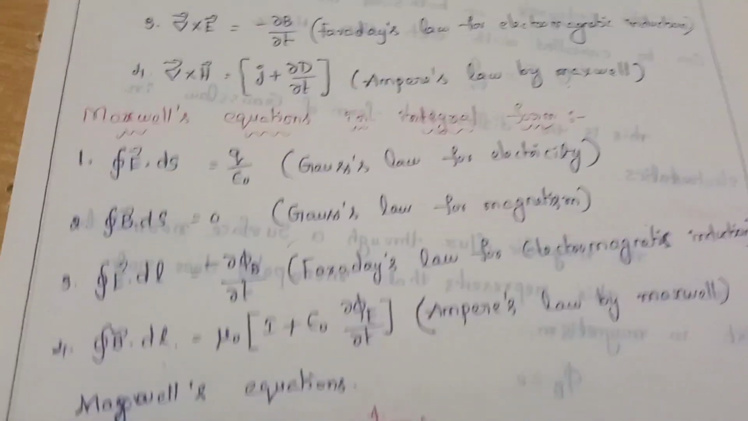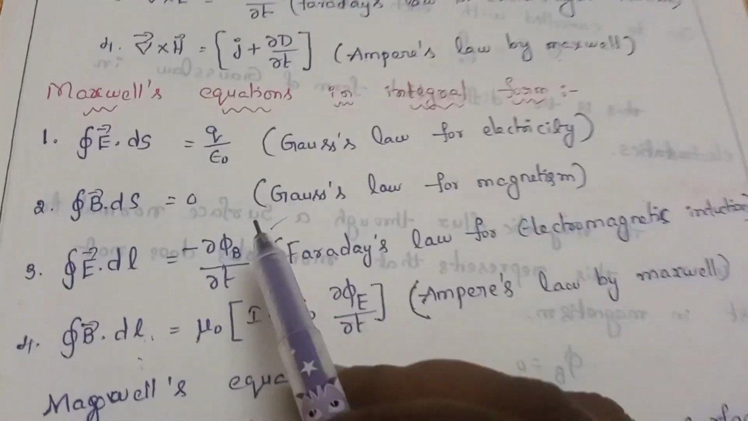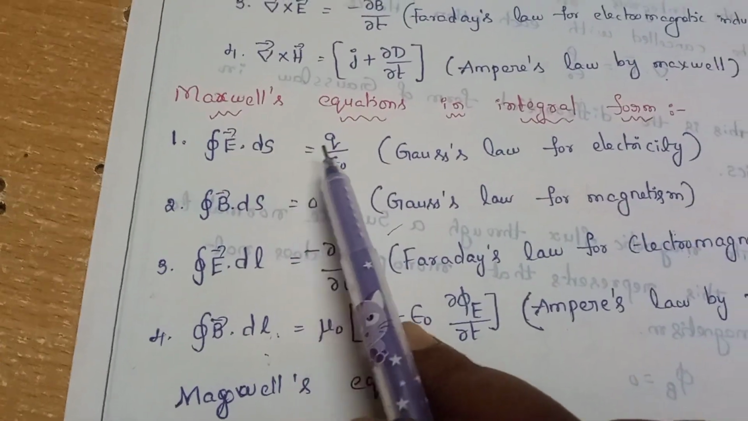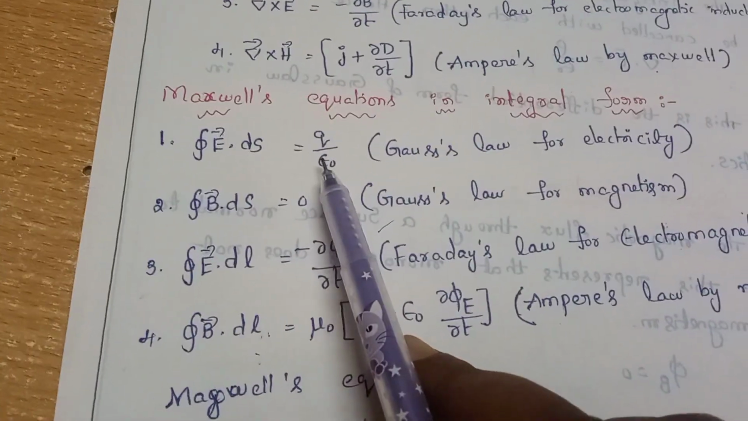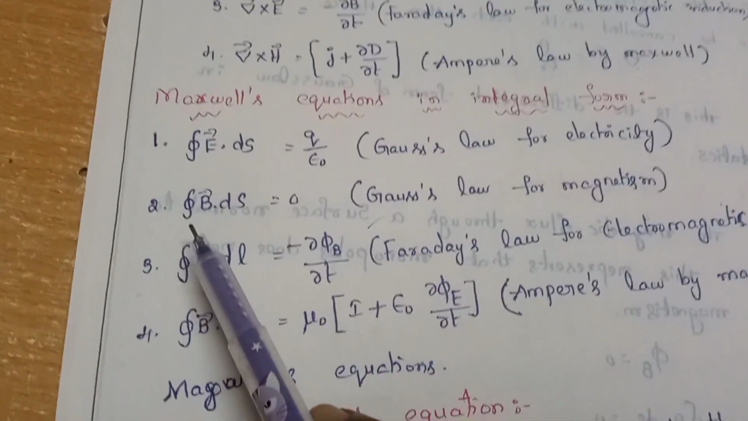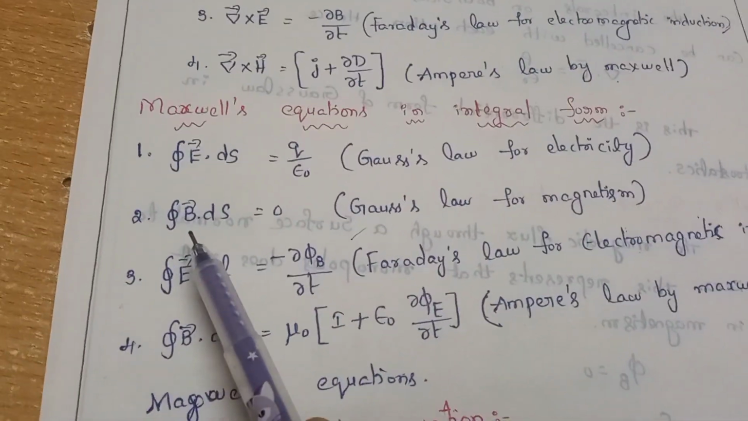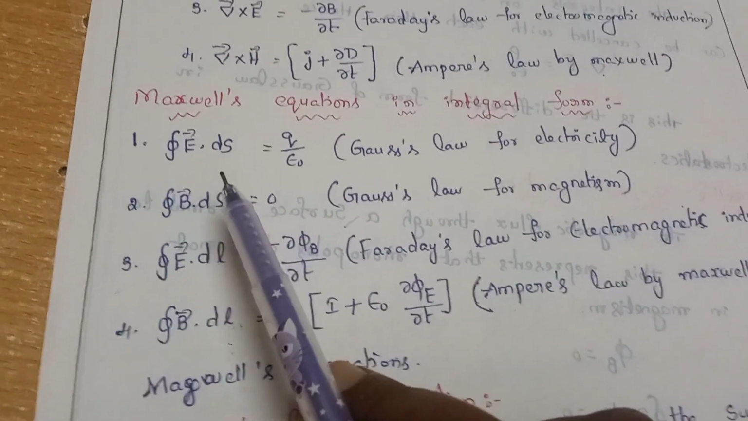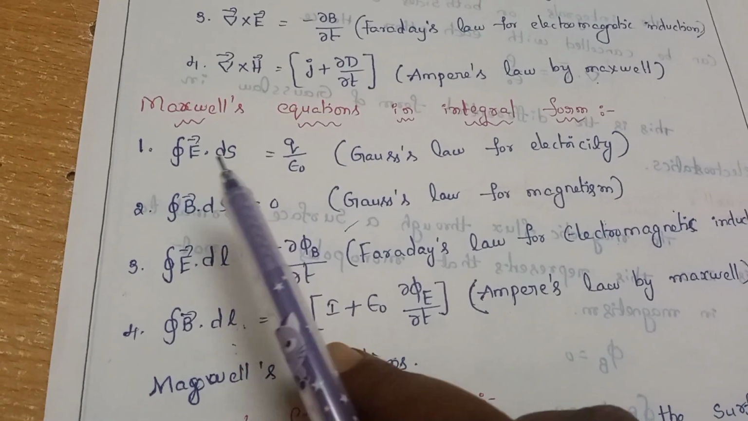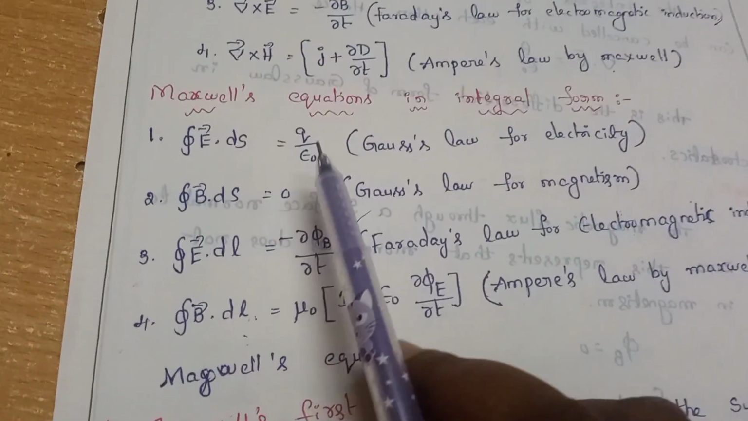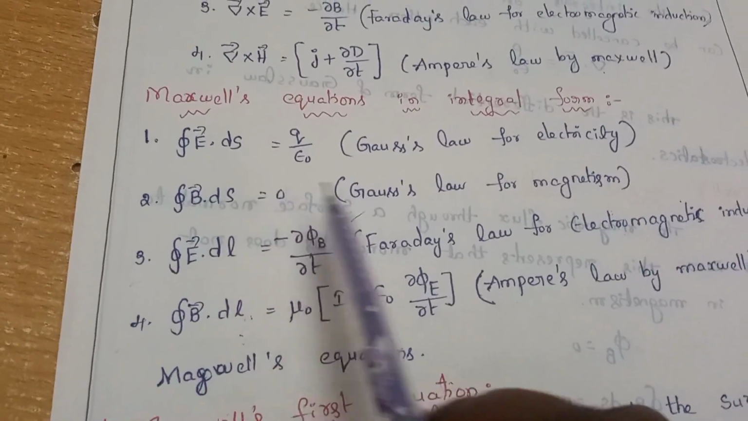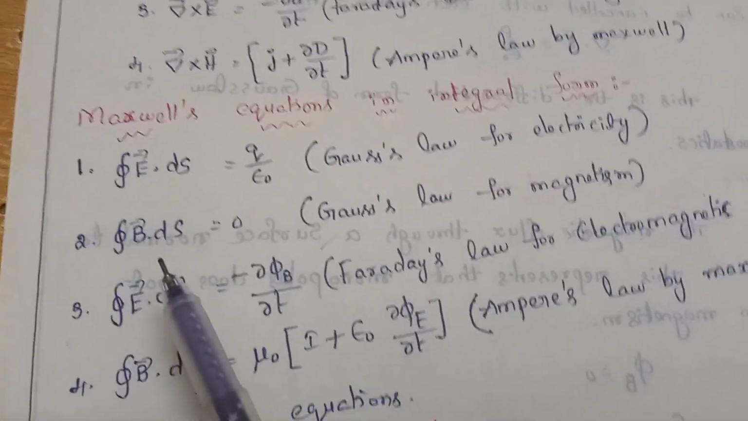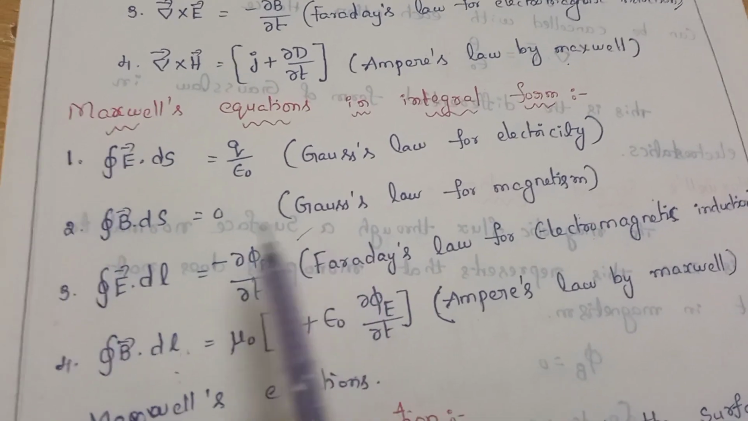Okay. Now Maxwell equations in integral form are very important. The closed surface integral of electric field is equal to charge by epsilon naught. It is known as Gauss law for electricity. And next, the closed surface integral of magnetic field is equal to zero. It is known as Gauss law for magnetism. Maxwell did not propose all four equations. The first equation is proposed by Gauss, and the second equation is also proposed by Gauss. The first equation is known as Gauss law for electricity and the second equation is known as Gauss law for magnetism.